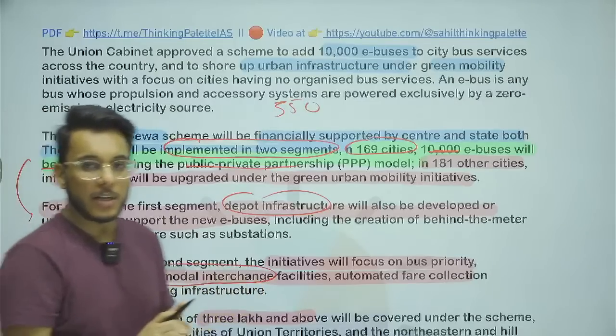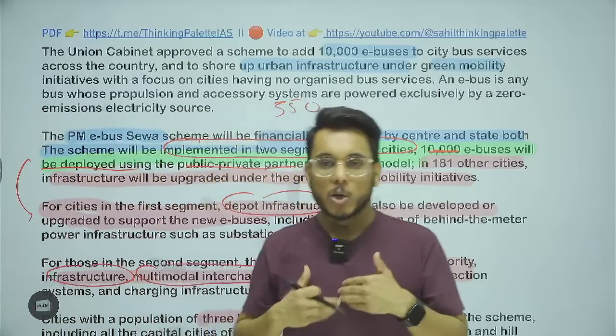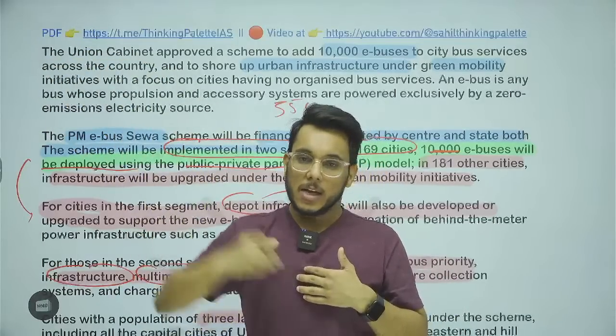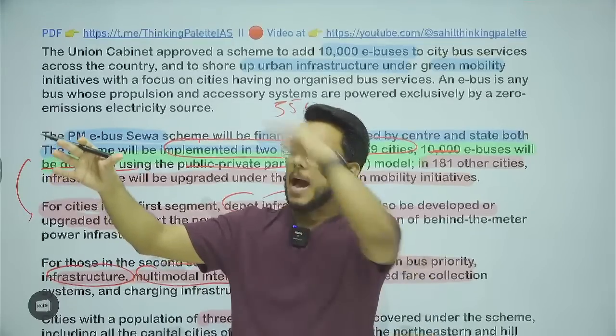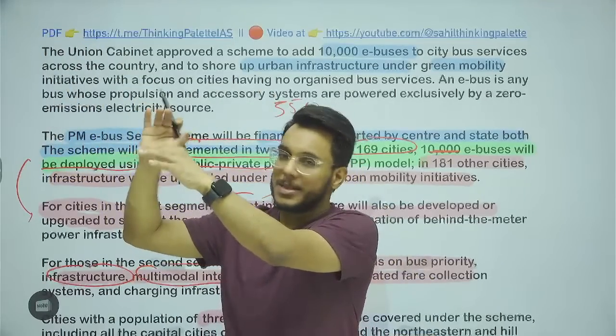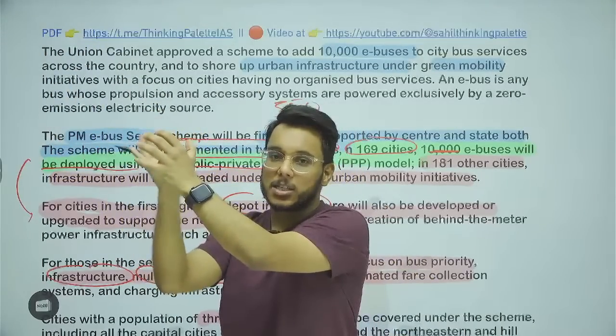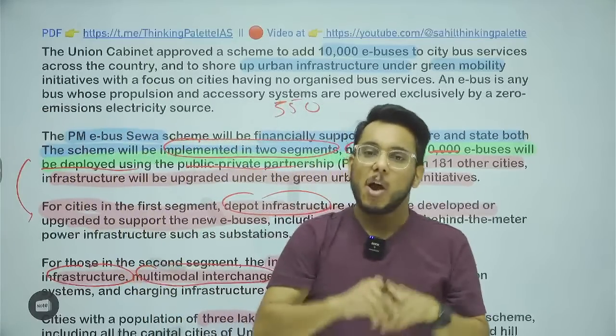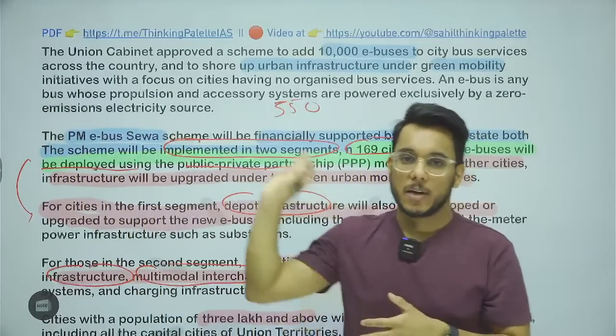What is a multimodal interchange facility? Suppose I want to go to a place Y. This place Y is, let's say, 20 kilometers away. 5 kilometers I will go by bus and then I will sit in a metro. So basically there needs to be a facility where I can just hop out of my bus and enter the metro. So, multimodal facilities. All this infrastructure will be developed under this particular scheme.